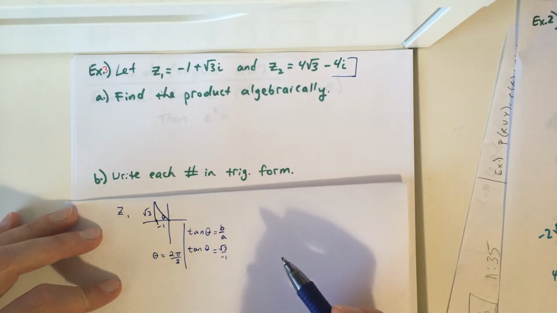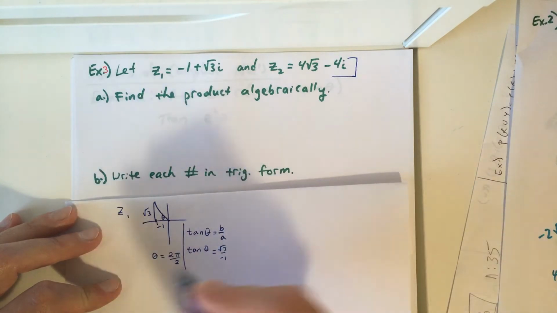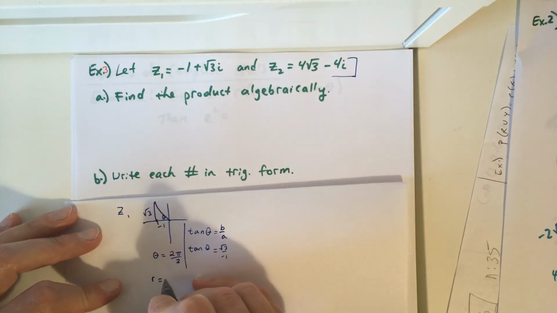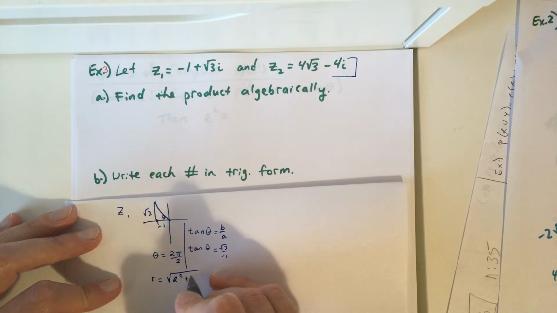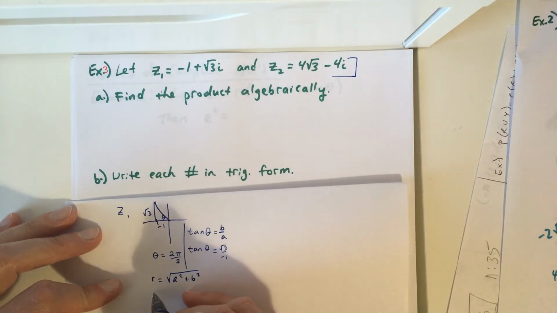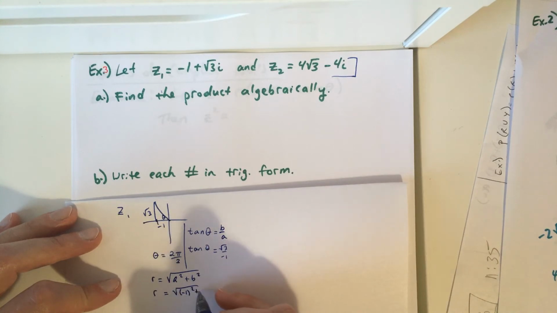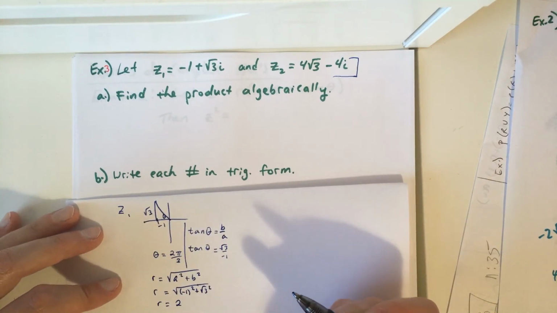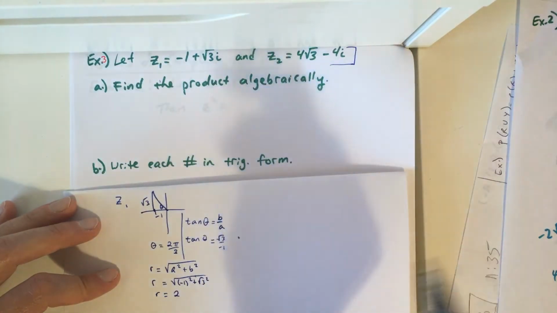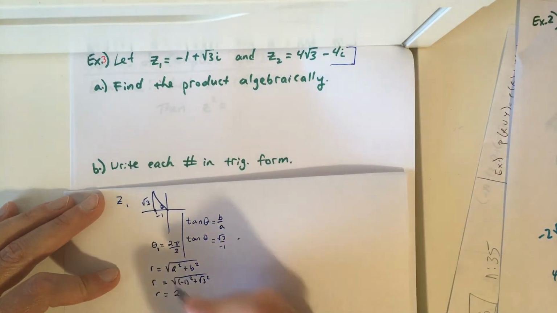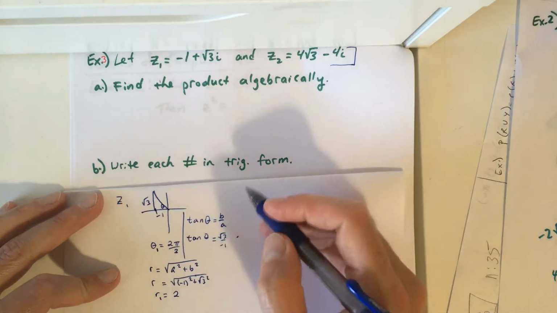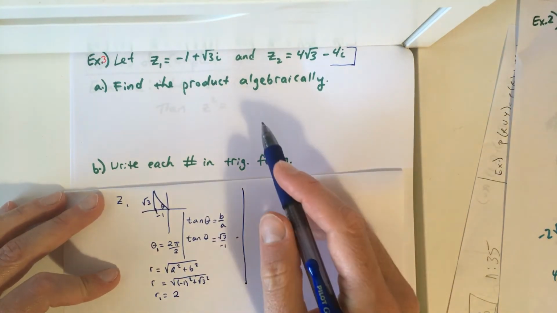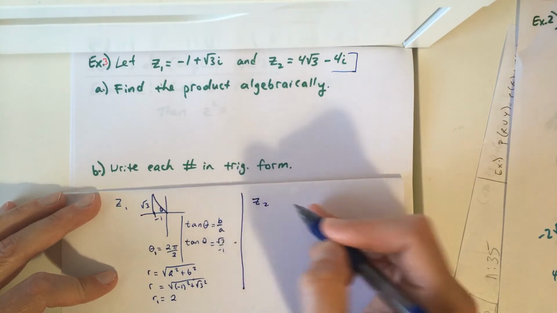The other piece of information we need to find is the radius. And remember that the radius is the same as the square root of a squared plus b squared. So in this case, the radius is the square root of -1 squared plus root 3 squared. So this would be 1 plus 3, square root of 4 is 2. And I should have labeled, since we have two different complex numbers, this as theta1 and this as radius1. We're going to go through the same process with the other complex number, z2.